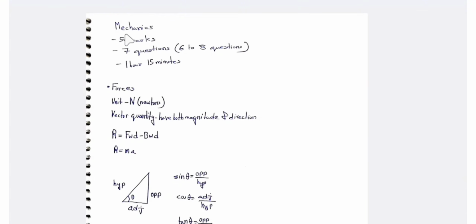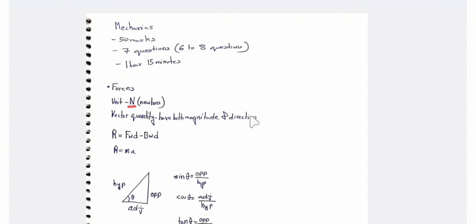So in today's video, we'll be discussing mechanics, and mechanics is paper 4. It is a 50-mark paper and there are usually 6 to 8 questions. On average, there are 7 questions, and it is a 1 hour 15-minute paper, and it is an easy paper. So force: its SI unit is Newton, and it is a vector quantity.